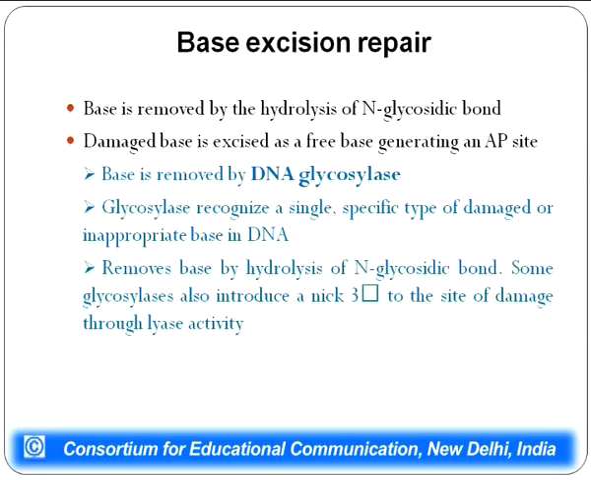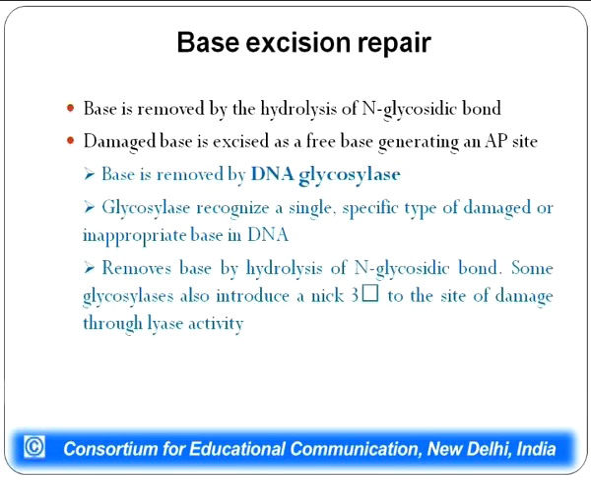Whenever a base is to be removed, the glycosidic bond which connects the base and the sugar has to be broken, and this is brought about by hydrolysis of the glycosidic bond, which is carried out by an enzyme known as DNA glycosylase. Now, these glycosylases are very specific enzymes which recognize specific types of bases, modified or damaged bases, and they cleave only those particular damaged or modified bases.